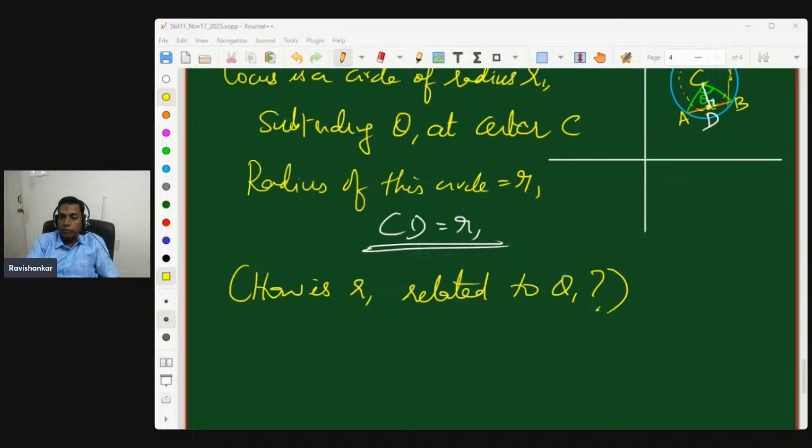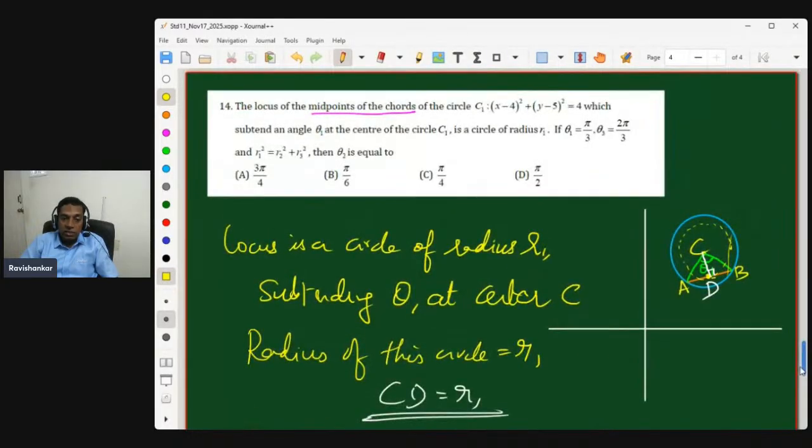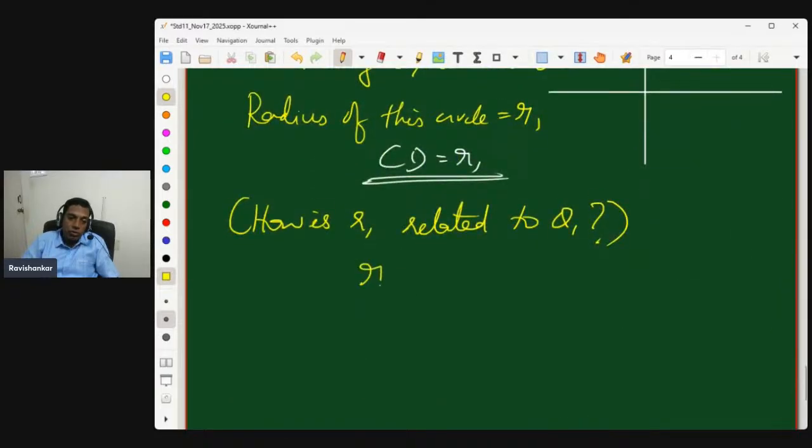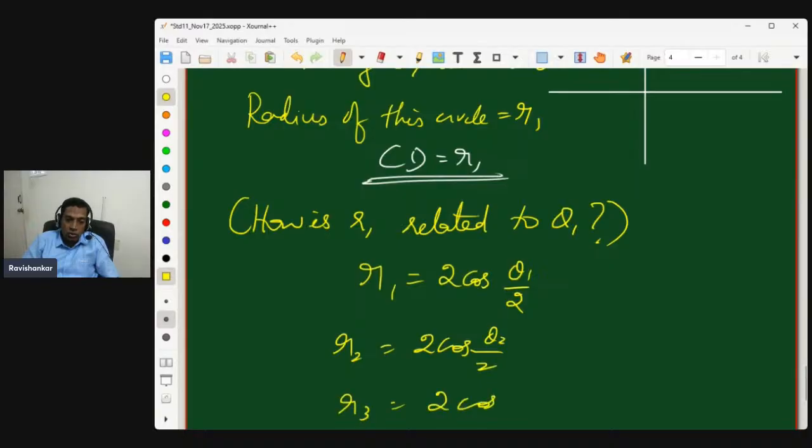Okay, quite a few people have got it by now. So let's look at this. It's a fairly simple thing. The radius of the original circle C1 is 2. So R1 is 2 cos(theta 1 by 2). That's all. R2 is 2 cos(theta 2 by 2). R3 is 2 cos(theta 3 by 2).